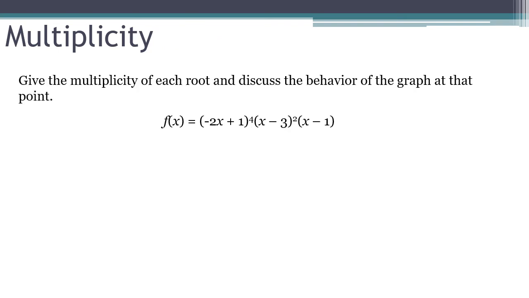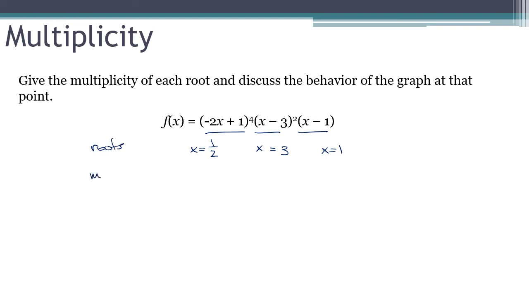I have 3 factors here, right? This one, and this one. And each one gives me a different root, a different x-intercept. So the first, this x minus 1 here gives me x equals 1. The middle factor gives me an intercept x equals 3. And the first one here gives me x equals 1/2. So those are the actual roots.